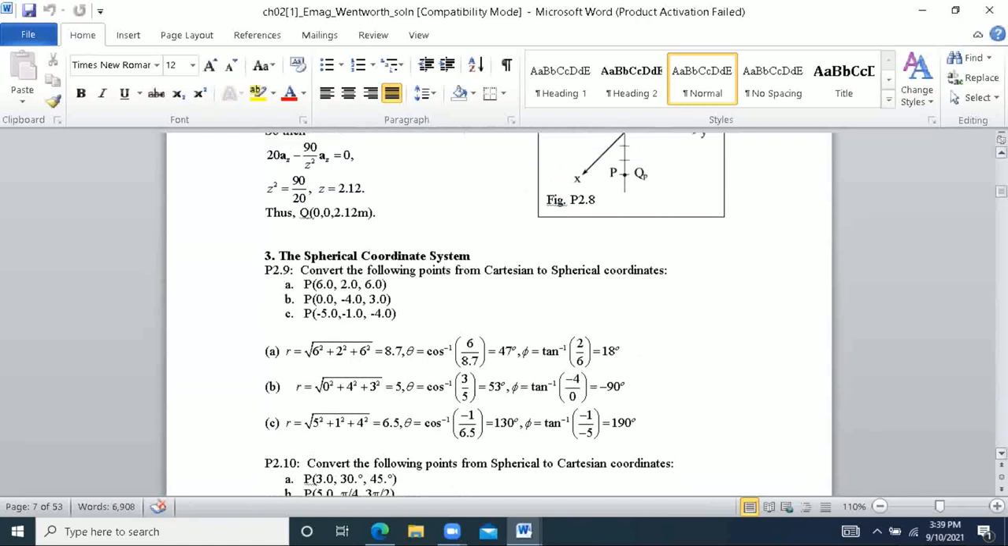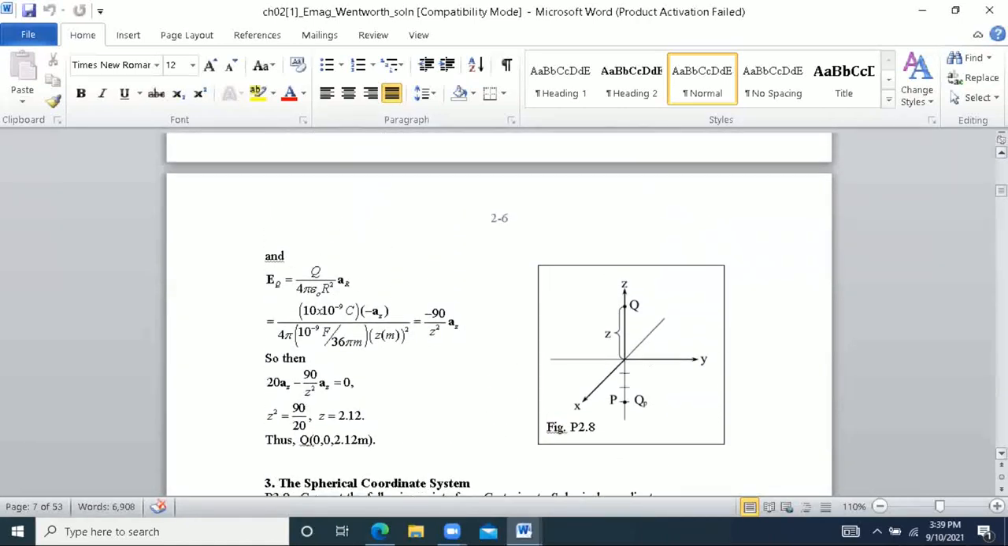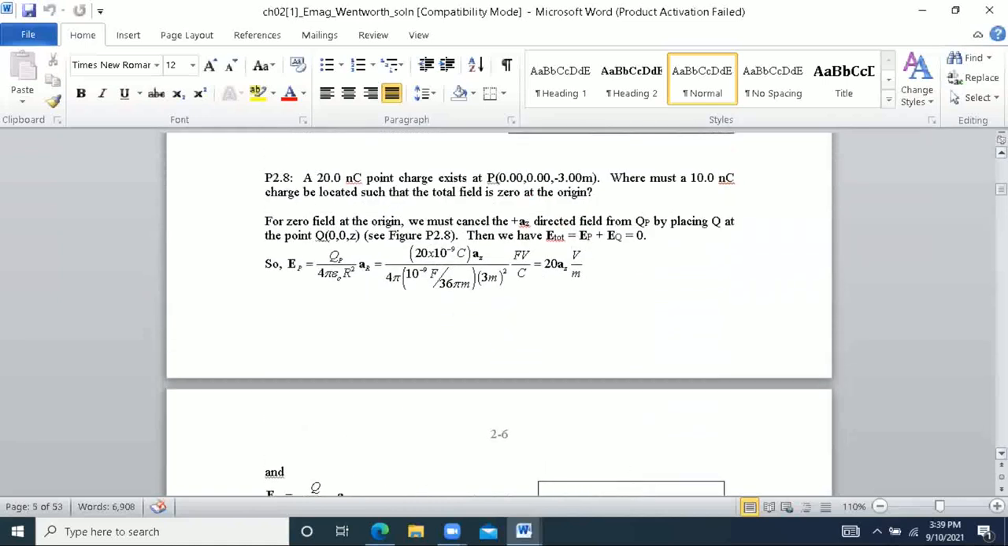All right, I'm going to put it this way. When I'm going on electric field intensity, because that's a new concept.